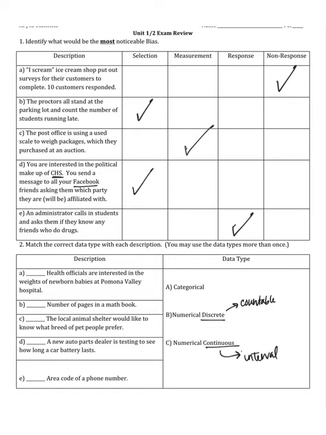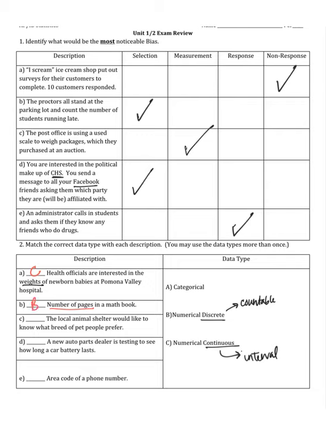Okay. Health officials are interested in the weights of newborn babies at Pomona Valley Hospital. All right, so weight is definitely numeric, and this is going to be continuous. Number of pages in a math book. Definitely number of pages is numeric, but that's countable, so that's going to be numeric discrete.